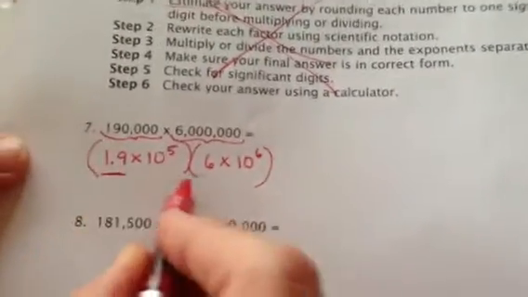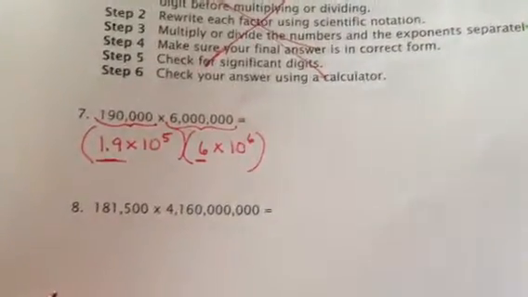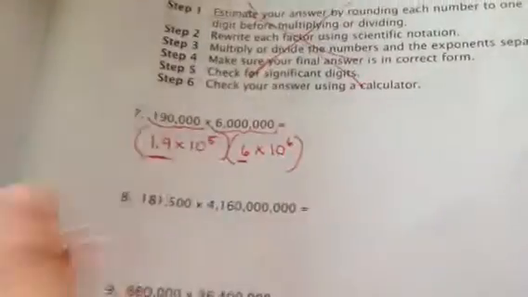Okay. Then you can use your calculator. I have no problem with that. But multiply these two numbers together. So I got my calculator out right here. 1.9 times 6. And I get 11.4.